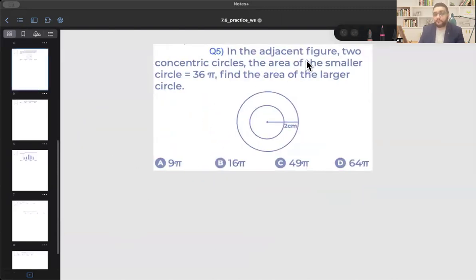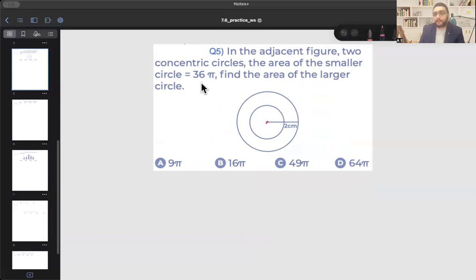Question 5. In the adjacent figure, 2 concentric circles, the area of the smaller is 36 pi. Find the area of the larger circle. You have 2 circles, 2 concentric. Concentric means they have the same center. The area of the smaller is 36 pi.